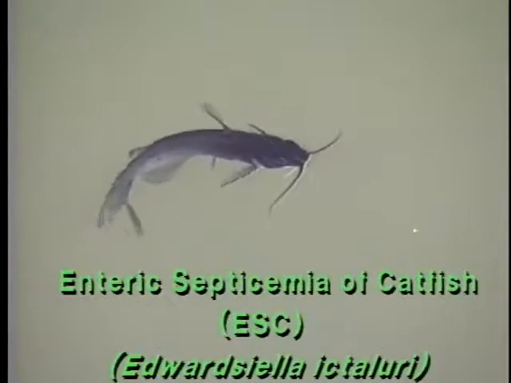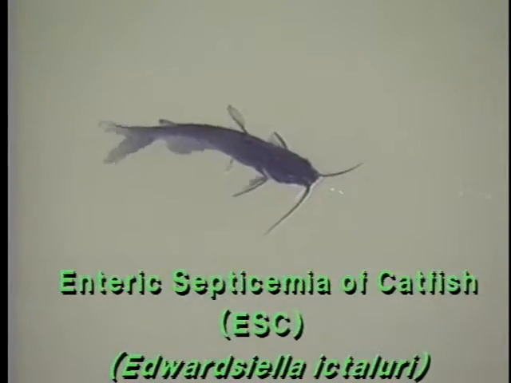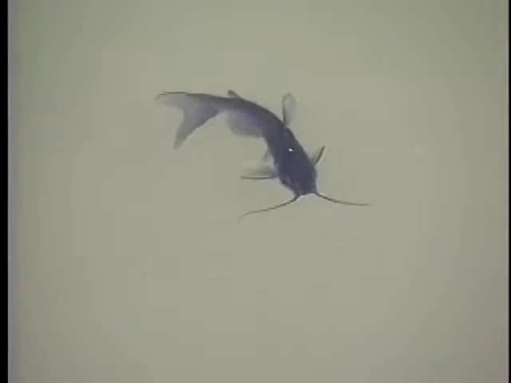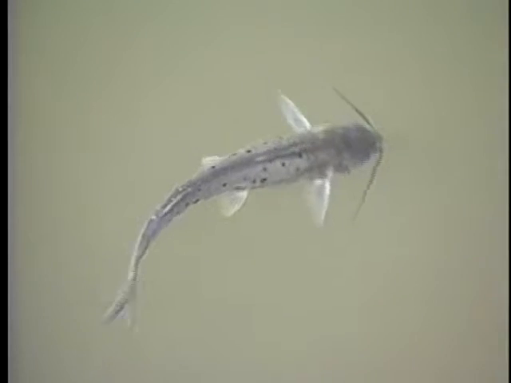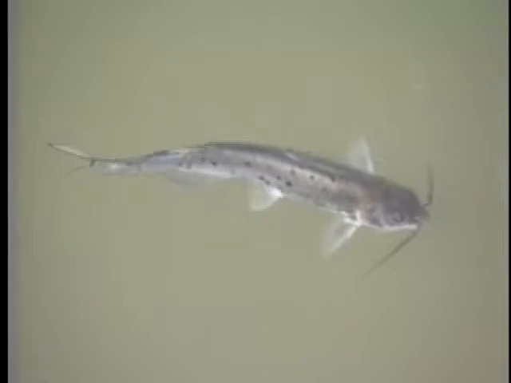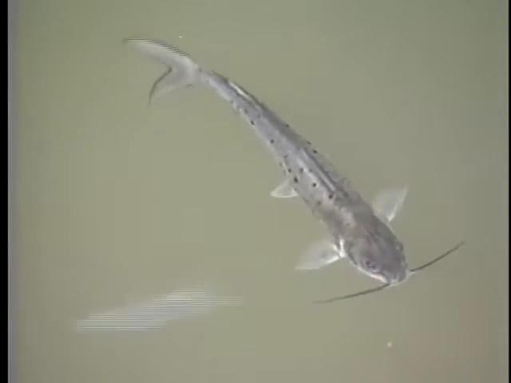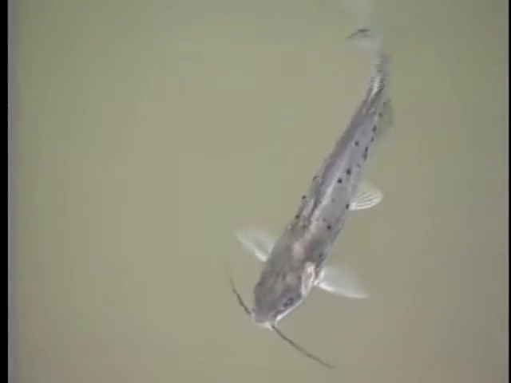Enteric septicemia of catfish, or ESC, is caused by the bacteria Edwardsiella ictaluri. Infected catfish are lethargic and sometimes exhibit a head-chasing tail swimming behavior. At times, the sick fish will hang in the water column with their head up and tail down. This is called stargazing.